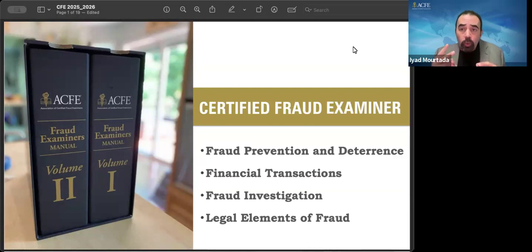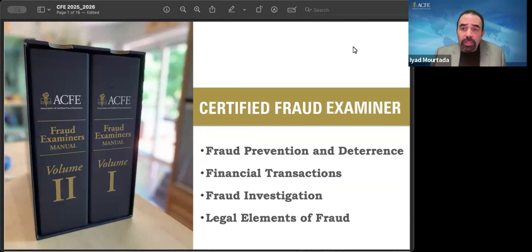In case you took 2 exams, let's say fraud prevention and financial, and you passed. Then you took investigation, and you failed. Then you didn't take legal. You don't have to repeat the exams that you already passed. You only have to repeat the exams that you didn't pass or that you didn't take. So if you took fraud prevention and passed, done, finished.